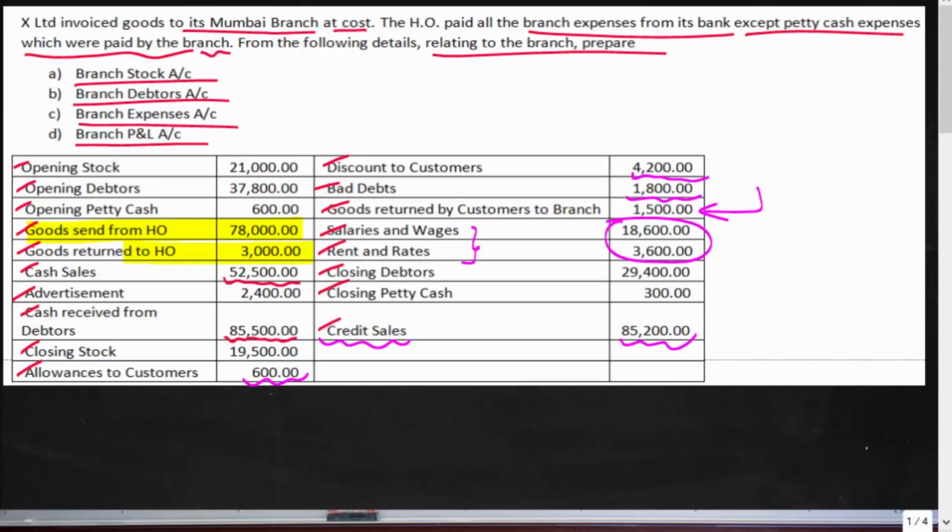Okay, so we have one more item in between. We have closing petty cash. We have closing petty cash, how much? 300. What was the opening petty cash? Opening petty cash was 600. Closing petty cash was 300. It means 300 worth of petty cash has been consumed for some expenses. So we have to account for this under branch expenses.